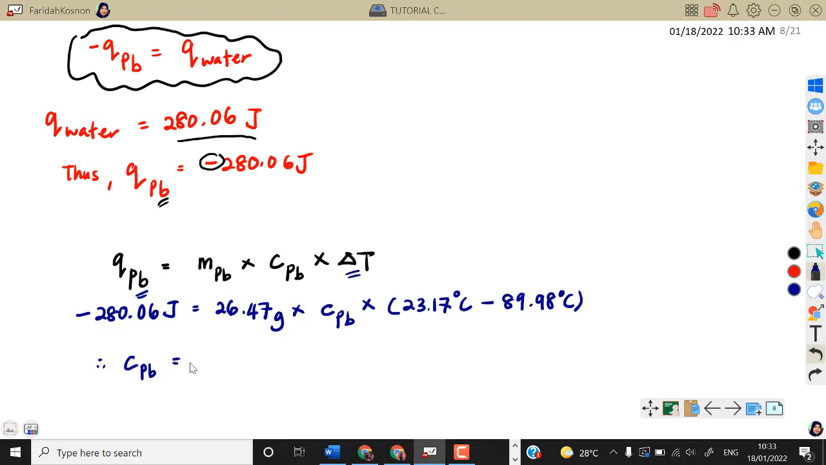Okay, you mesti dapat positif. Specific heat capacity tak akan dapat negatif. Sebab you nampak kat sini, heat release ni negatif. Nanti dekat sini, delta T pun akan dapat negatif. So, negatif dengan negatif akan cancel out. So, final answer, the specific heat capacity is 0.158. Okay, 0.158 and the unit you tengok kat sini apa yang ada, joule per gram per degree Celsius. So this is the final answer.